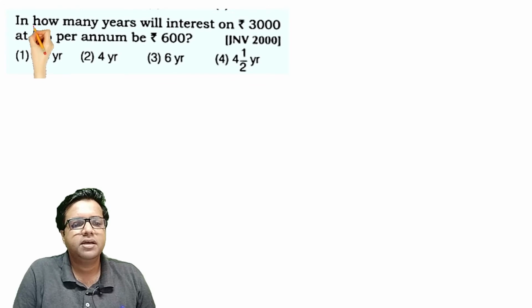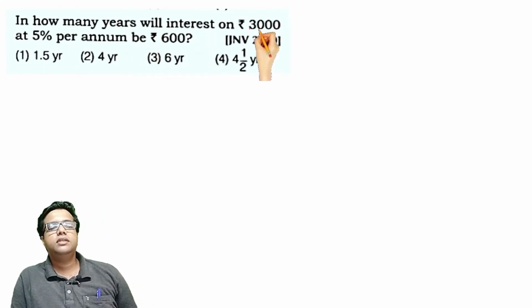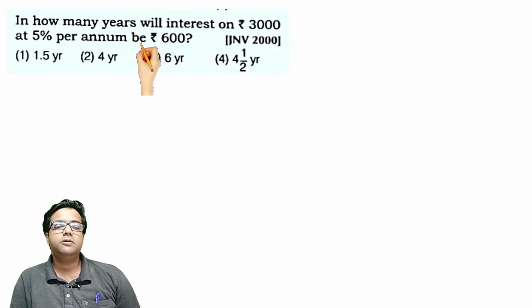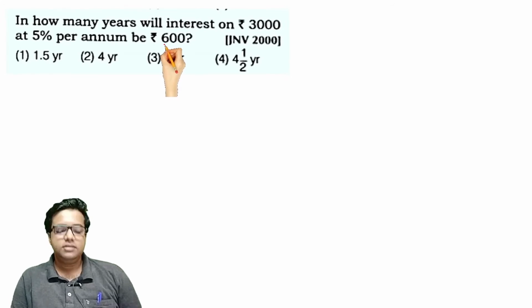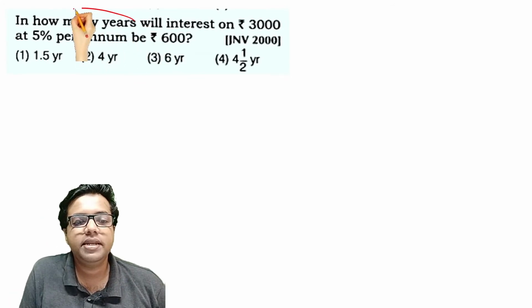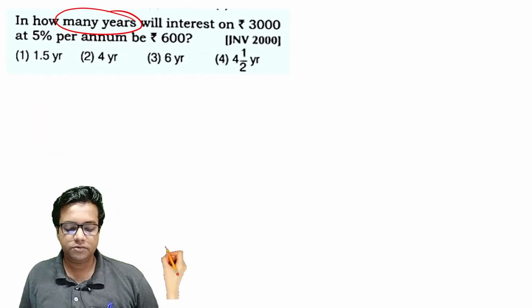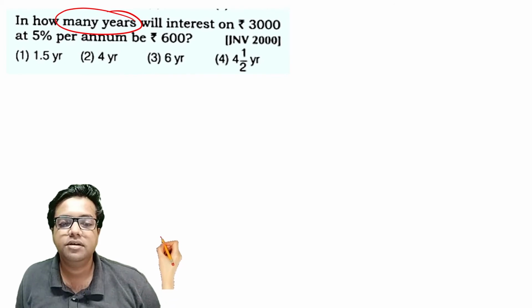Let's move ahead. In how many years will interest on 3000 rupees at 5% per annum be 600 rupees? In how many years? So we need to find the time duration.